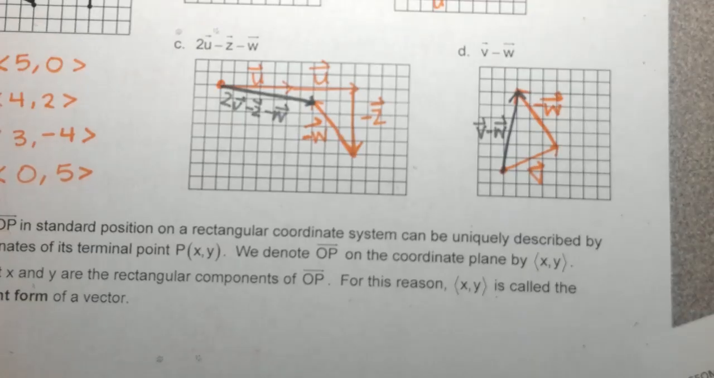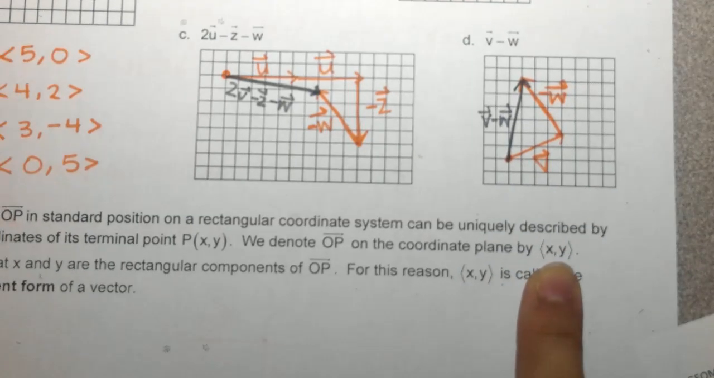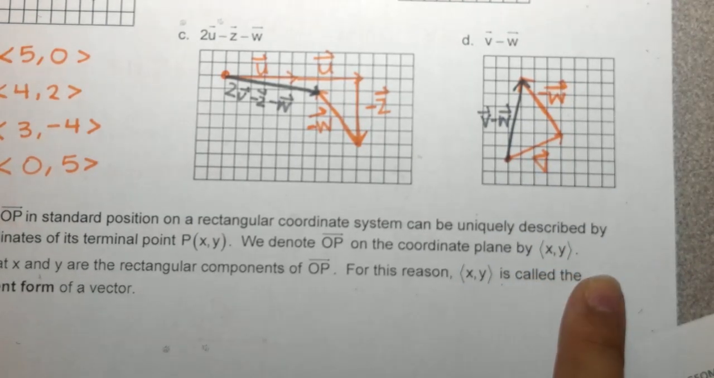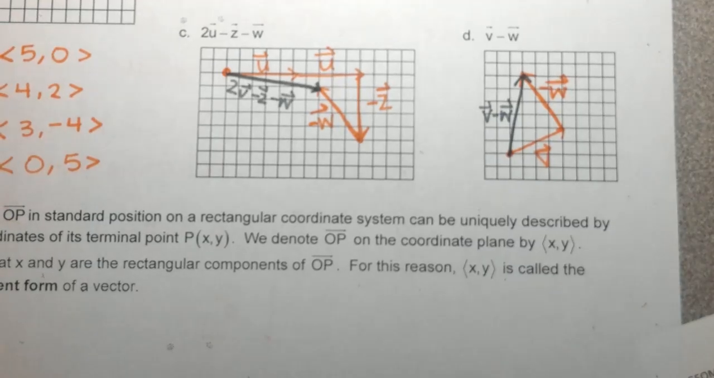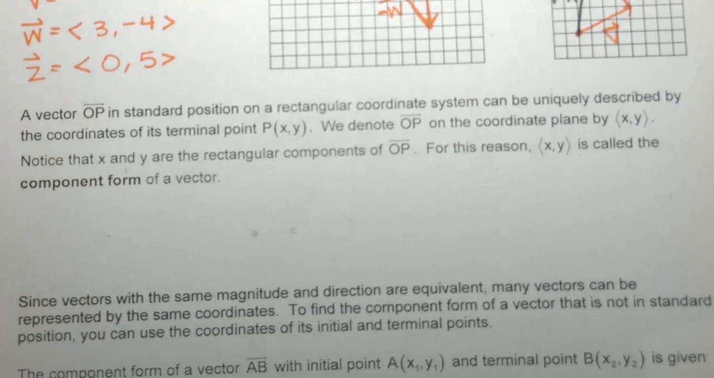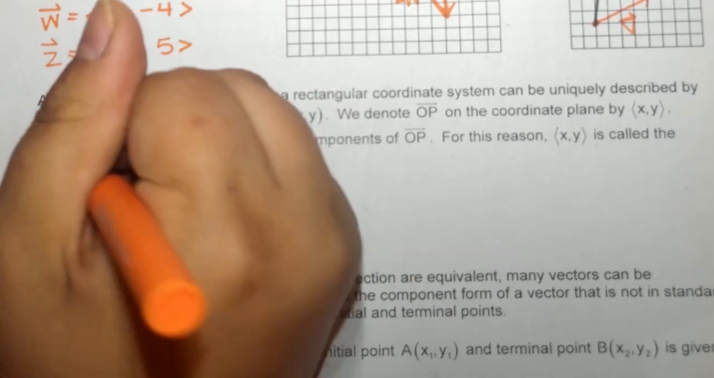While y'all finish that, I'm just going to read the back. It says, at the bottom, vector OP in standard position on a rectangular coordinate system can be uniquely described by the coordinates of its terminal point P, (x, y). We denote OP on the coordinate plane by ⟨x, y⟩ with the chevrons. Notice that x and y are the rectangular components of OP, and we call this component form.